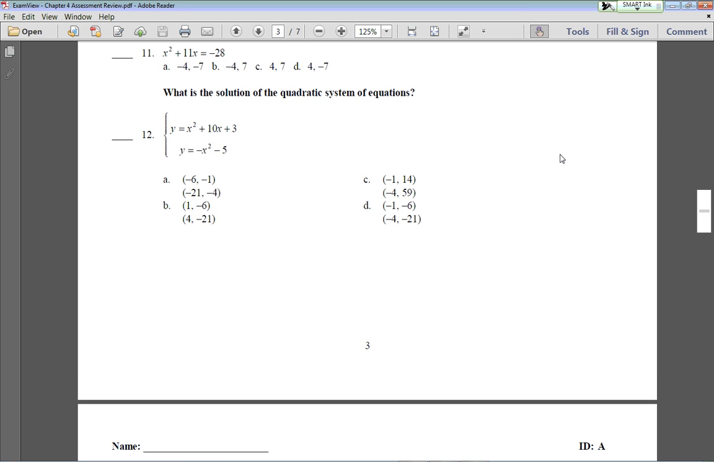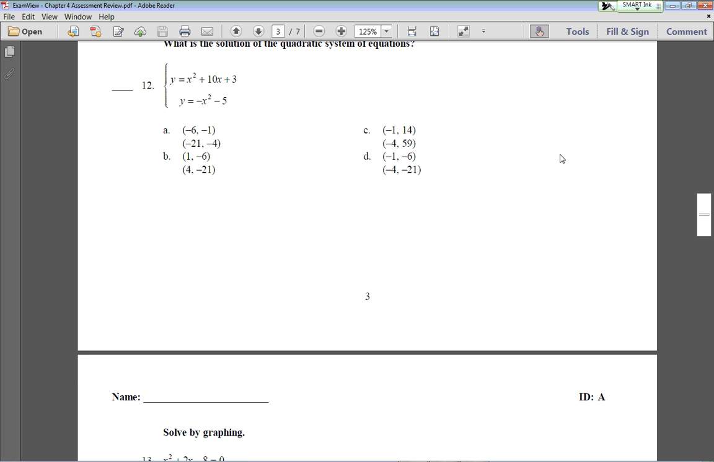Let's look at number 12, and this will conclude this video. What are solutions to the quadratic system of equations? Well, without graphing, there's only one way to do this. Since they both equal y, that means they equal each other. Negative x squared minus 5 equals x squared plus 10x plus 3. And then we just simply get everything over to one side.